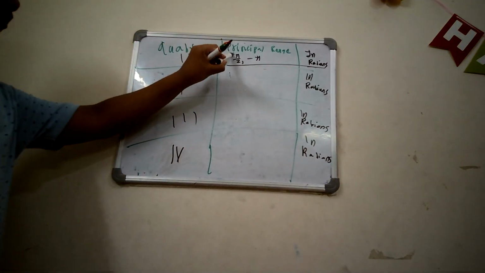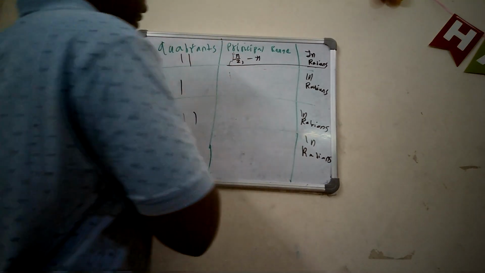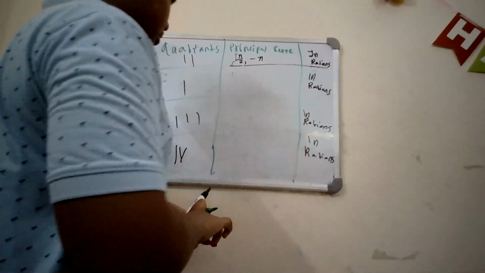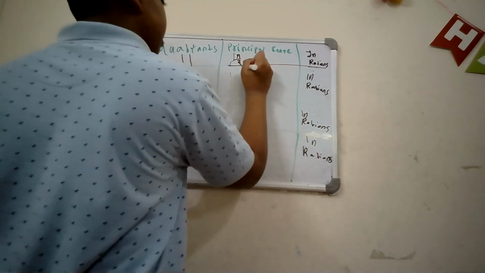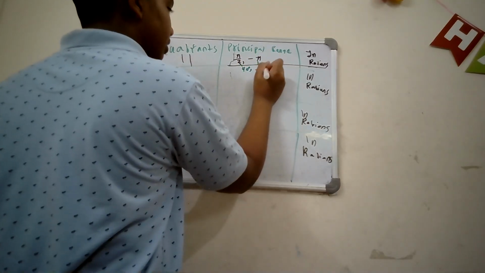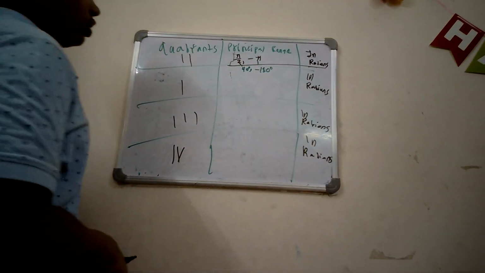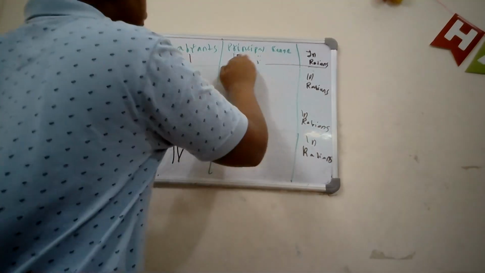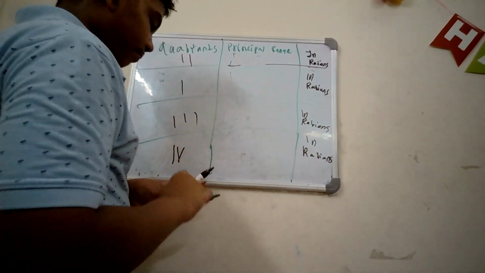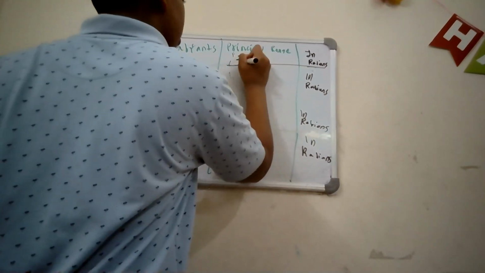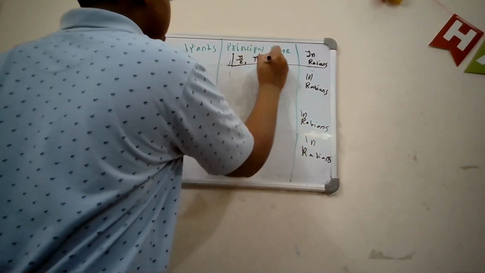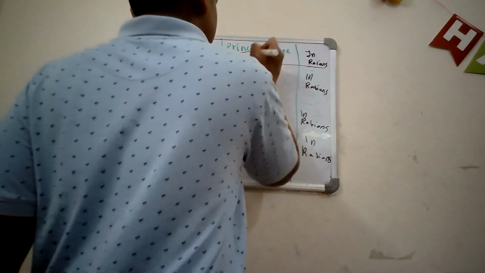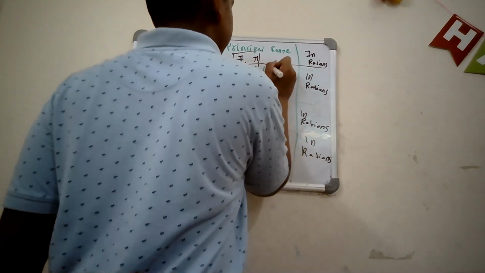The principal range, pi upon 2 to negative pi. This basically means 90 degrees to negative 180 degrees. I think it should be negative. No, it should just be pi. Give me 1 second. It should just be pi upon 2 to pi. Simple as that. This right here is going to be 90 degrees and 180 degrees.